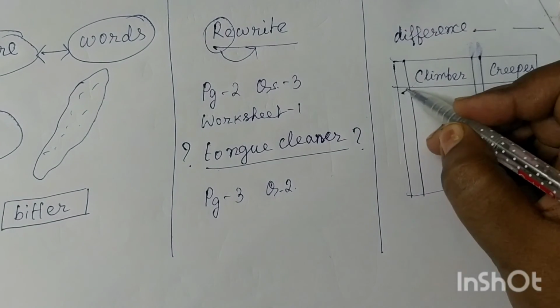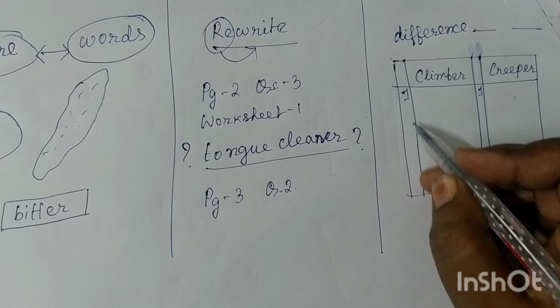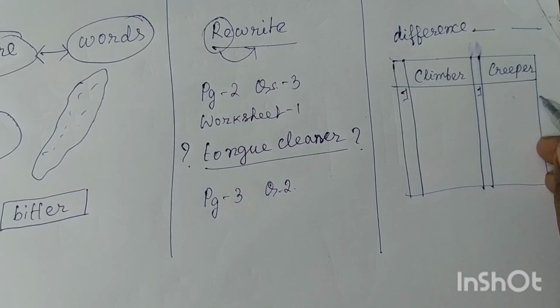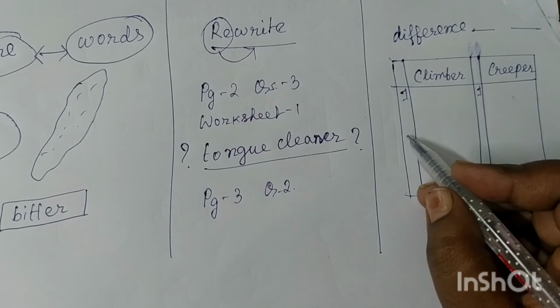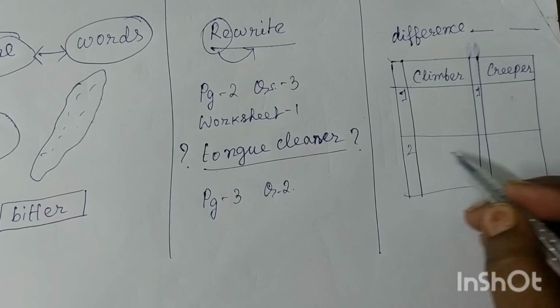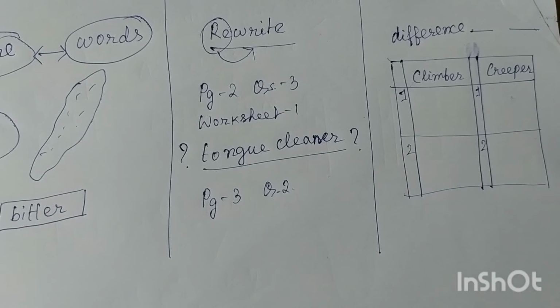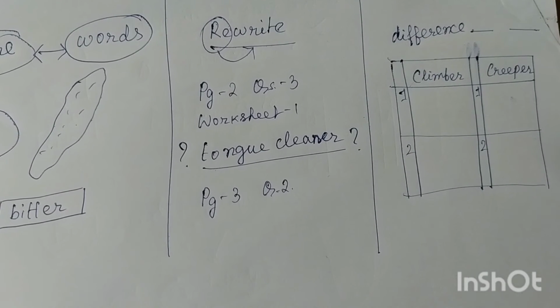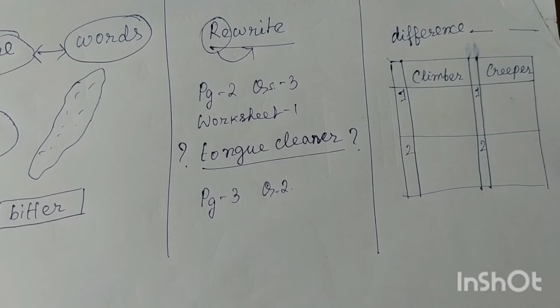And make sure you're writing like this. First point here, first point here. After finishing the first point from both sides, you can draw a line, then you can write the second point. So it should be clean and clear. Neat and clean. There should be no jumbling, no dirty copy. Okay, very good. So this is all, I guess, to discuss with you.